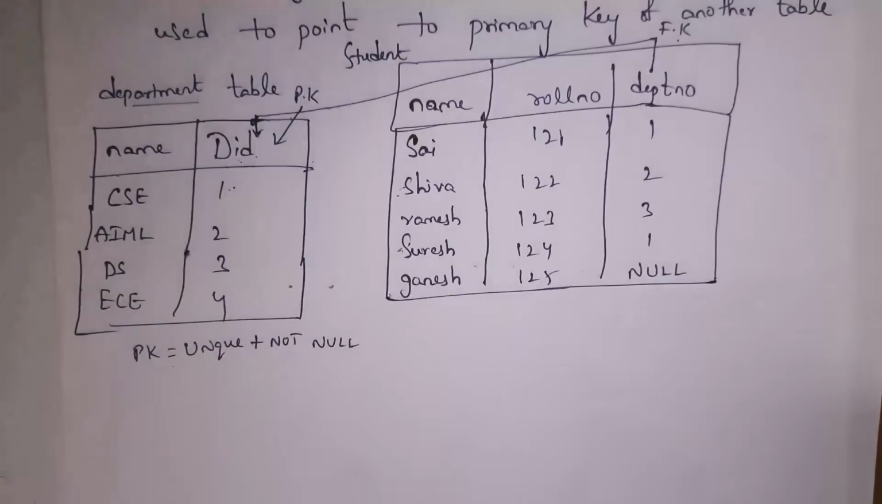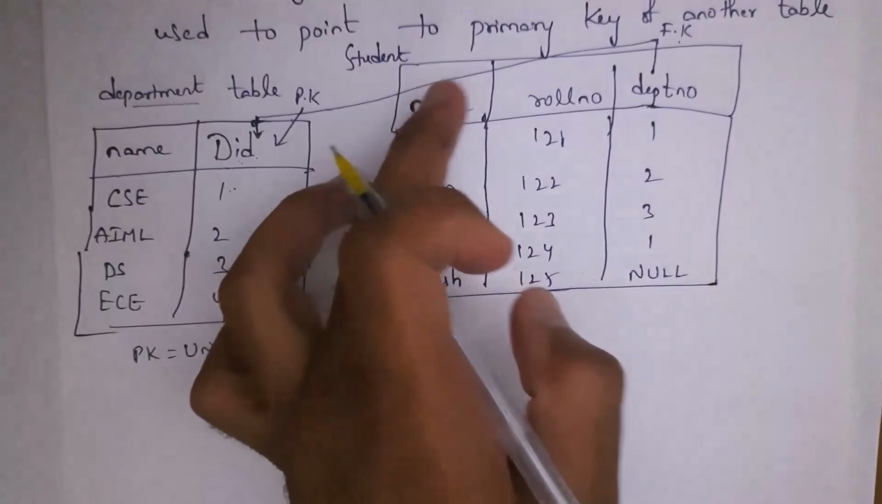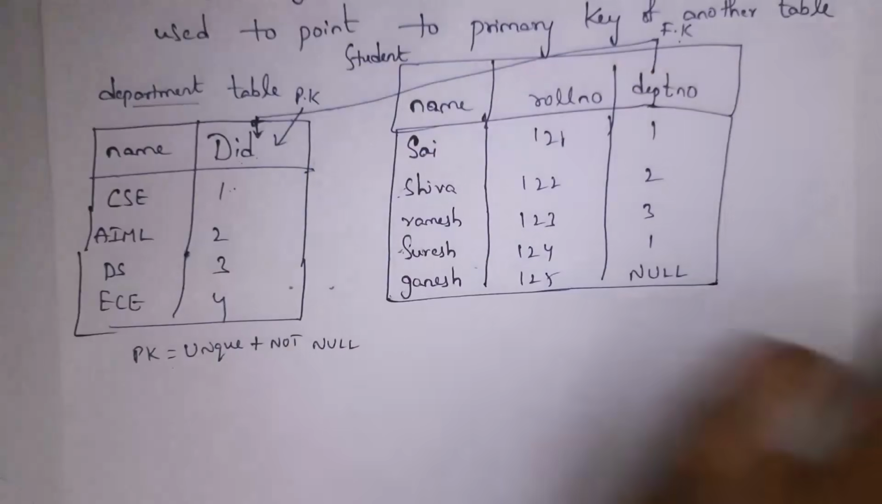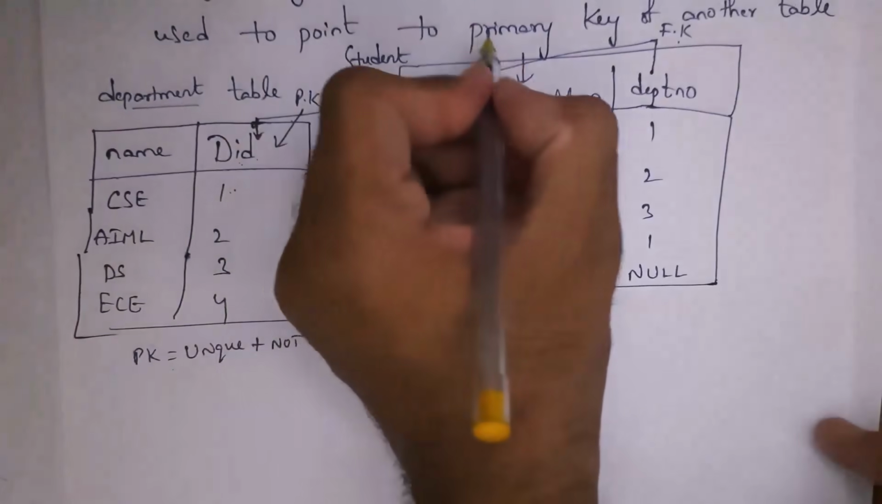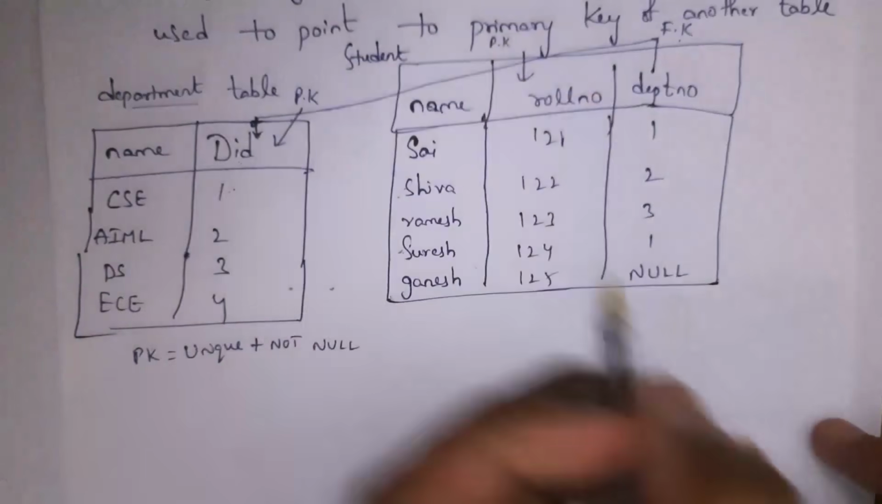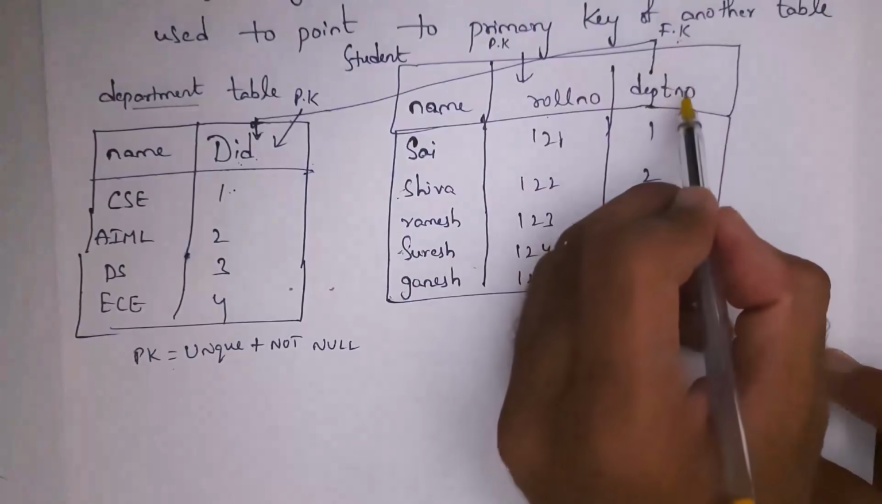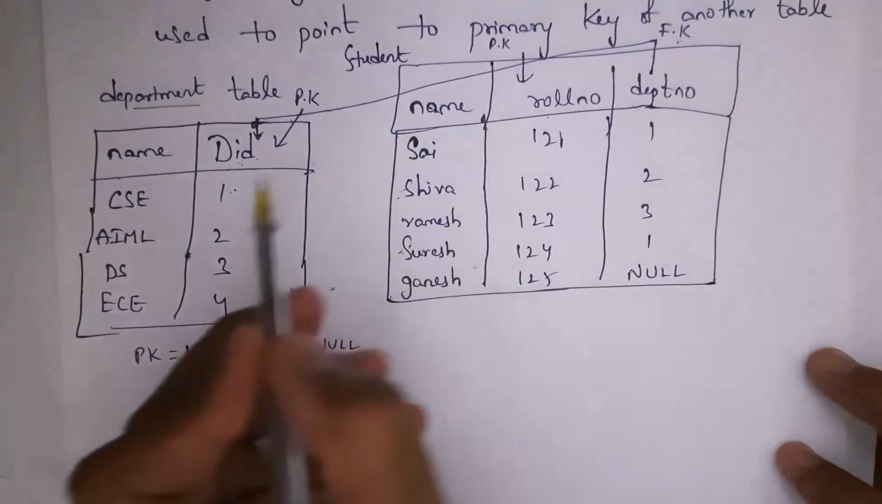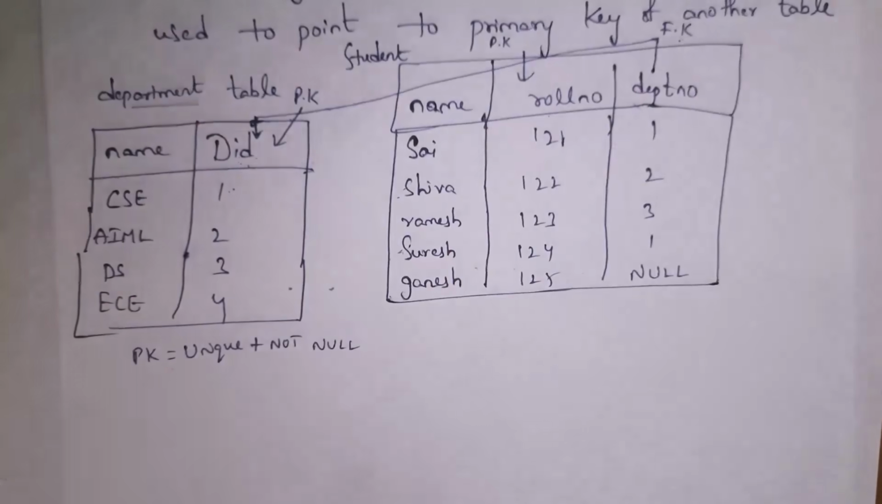Now I want to create another table. That table is the student table and I want to insert 3 columns: name, roll number and department number. Normally each and every person contains a different roll number, so I will give a primary key for this roll number column, and for this department number column I will give a foreign key, and I will connect this department number column to the DID column which is present in the department table. I will write the code for this.